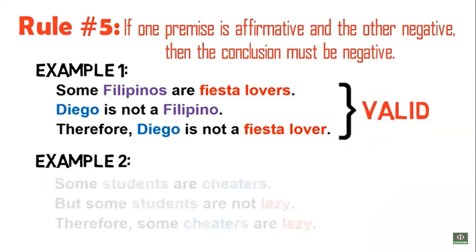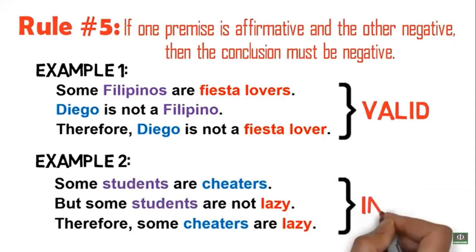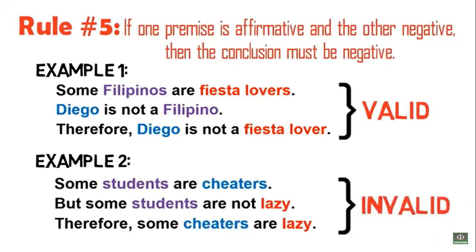Let's consider another example. Some students are cheaters, but some students are not lazy. Therefore, some cheaters are lazy. Now, this syllogism is invalid in the context of rule number 5 of the 8 rules of syllogism. As we can see, the first premise is affirmative, the second premise is negative, but the conclusion is affirmative. Hence, it violates rule number 5.